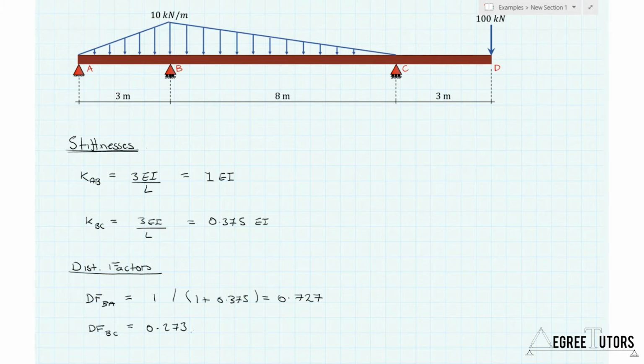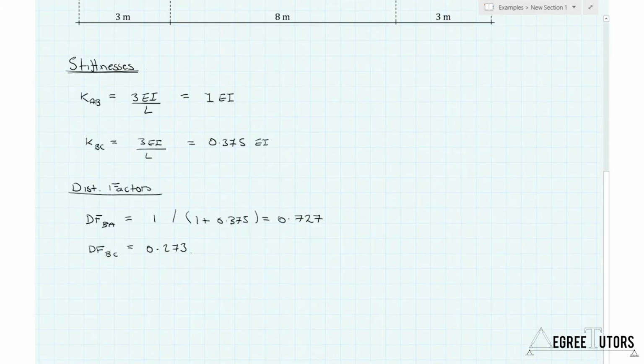Now we can look at joint C. For joint C, we do have 2 members coming in and meeting at joint C, but we'll notice that one of them, the one on the right, is a cantilever, and so the distribution factor for member CD for a cantilever will always be 0, which means that the distribution factor for CB, the other side of that joint, is going to be 1. And that's always going to be the case when you have a cantilever. So just for completeness' sake, we'll write that down.